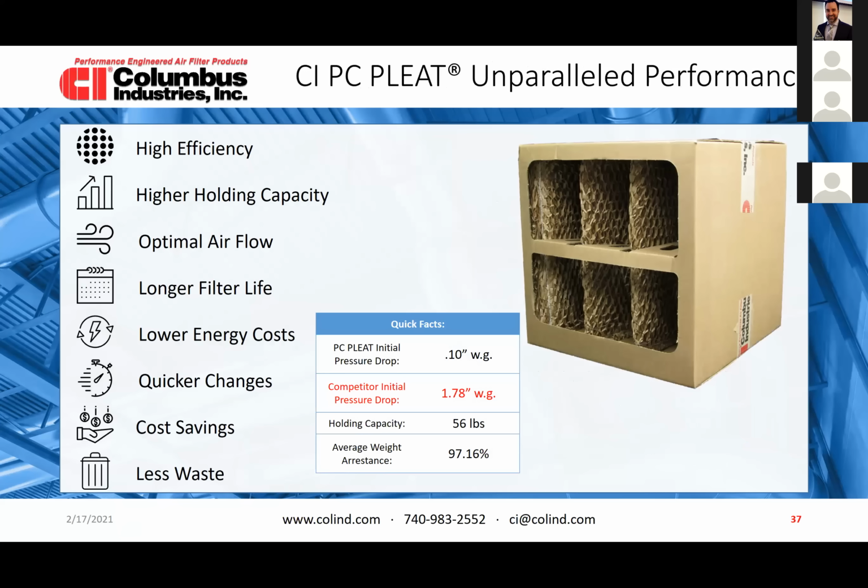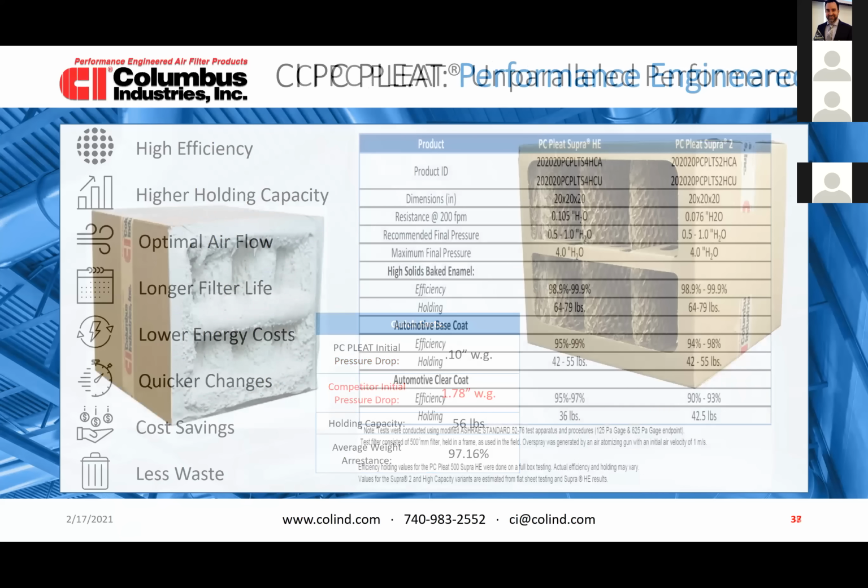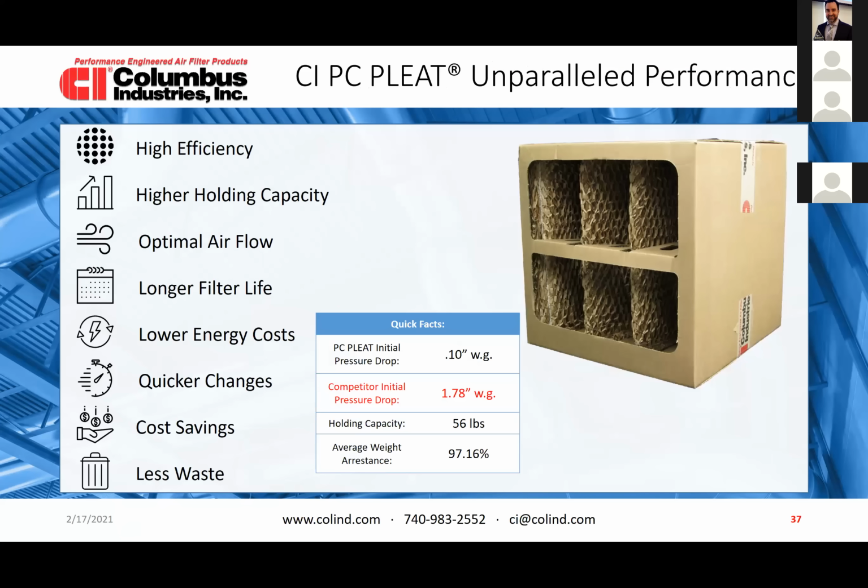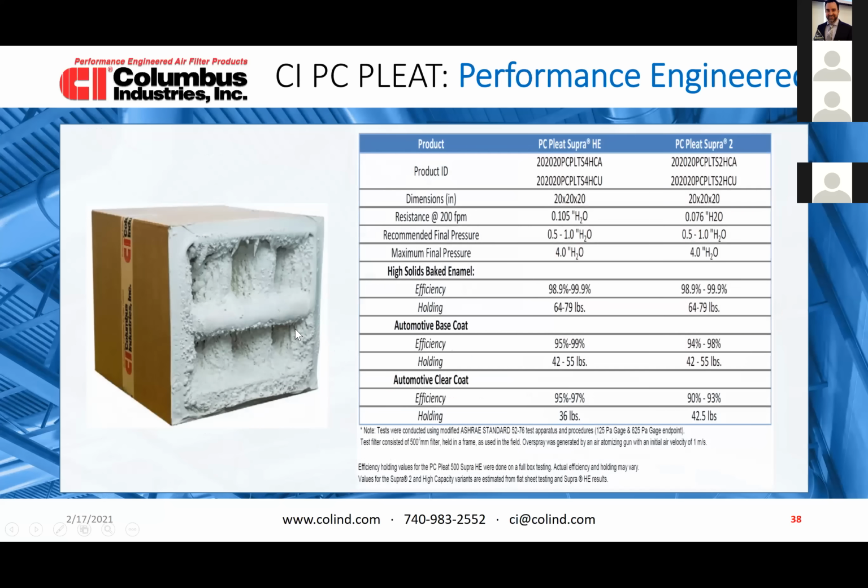This is the PC pleat. At 200 feet per minute, or at 1 meter per second, these are the initial resistance of the filter. What we're talking about is high efficiency, high holding capacity, optimal airflow, and all of those things that we talked about. I want to pause on this one here.